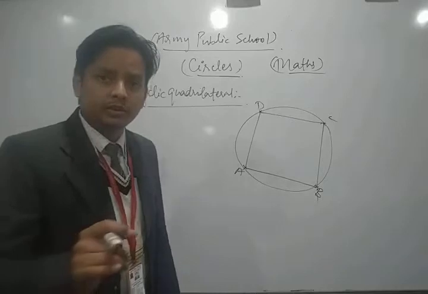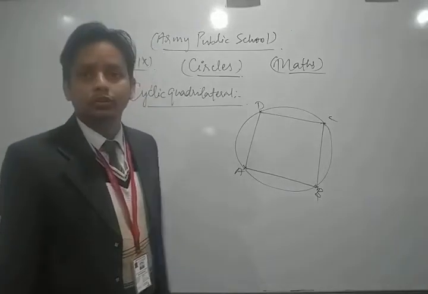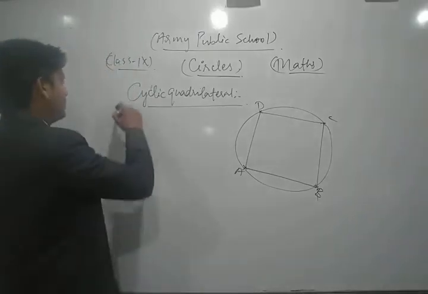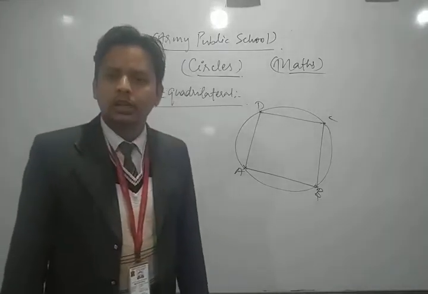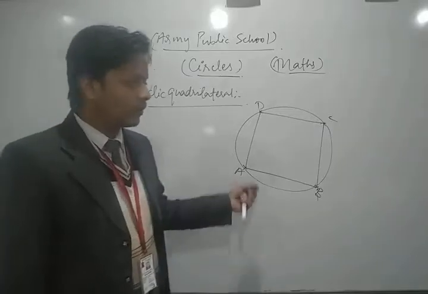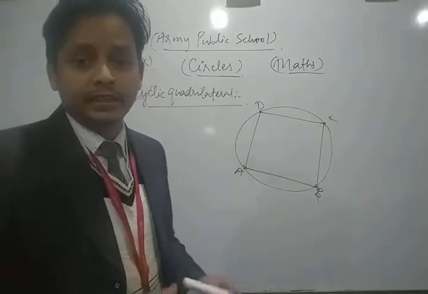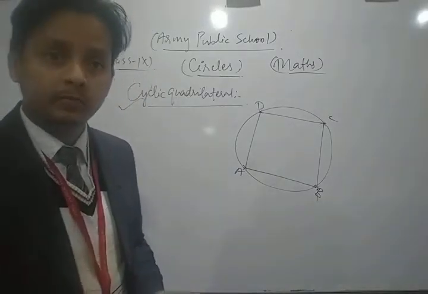So in a cyclic quadrilateral, all of the vertices of the quadrilateral lie on the circle. Okay, and there are some important theorems based on cyclic quadrilaterals. Let's see. First of all, we take and prove a very important theorem related to that topic.